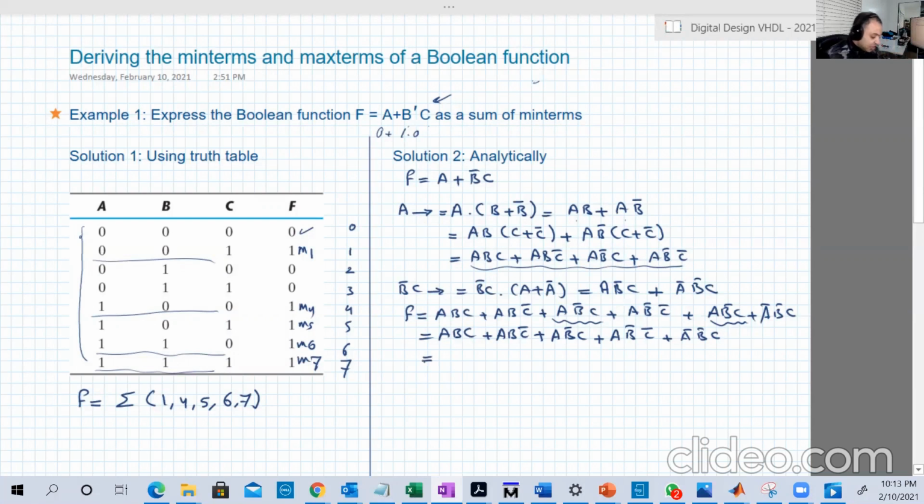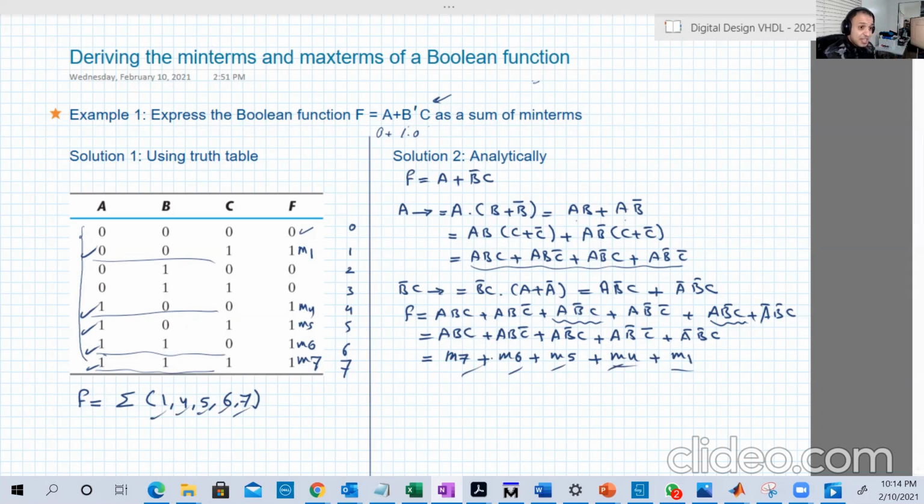So ABC is just 111, which is that one here, M7. ABC bar is 110, so this one is M6. AB bar C is 101, this one is M5. AB bar C bar is 100, which is M4. And finally, A bar B bar C is 001, which is M1. And yes, we have M1, M4, 5, 6, 7.